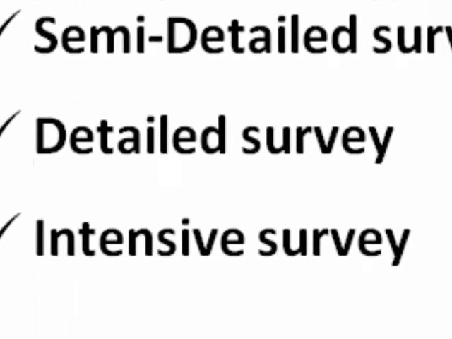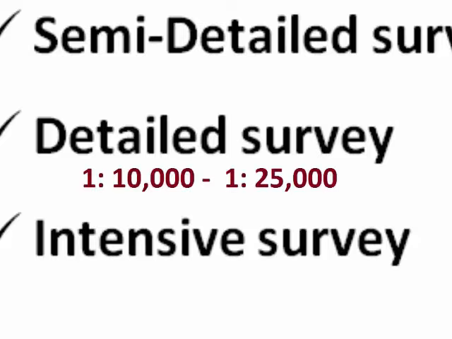For the detailed survey, it is performed through field investigation with predetermined numbers of observation points and spacing. This kind of survey is usually employed for small areas and for special purposes. The scale of observation varies between 1:10,000 to 1:25,000.